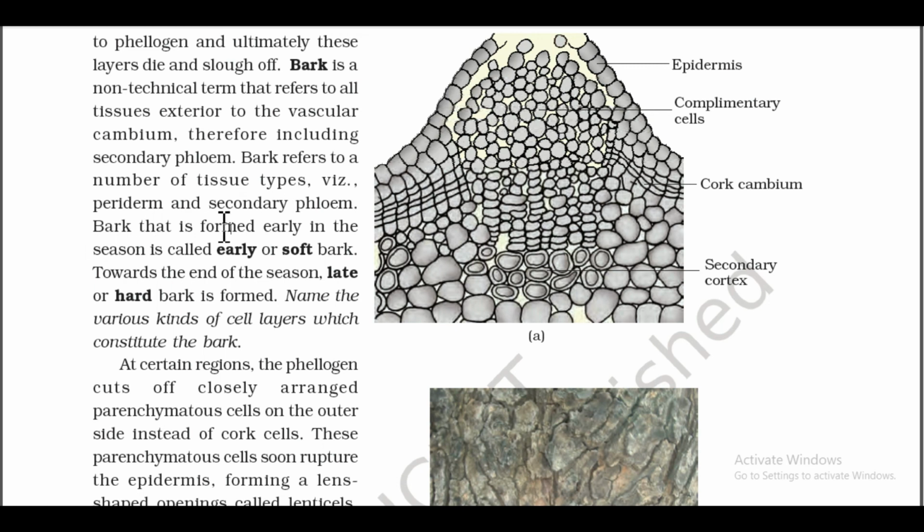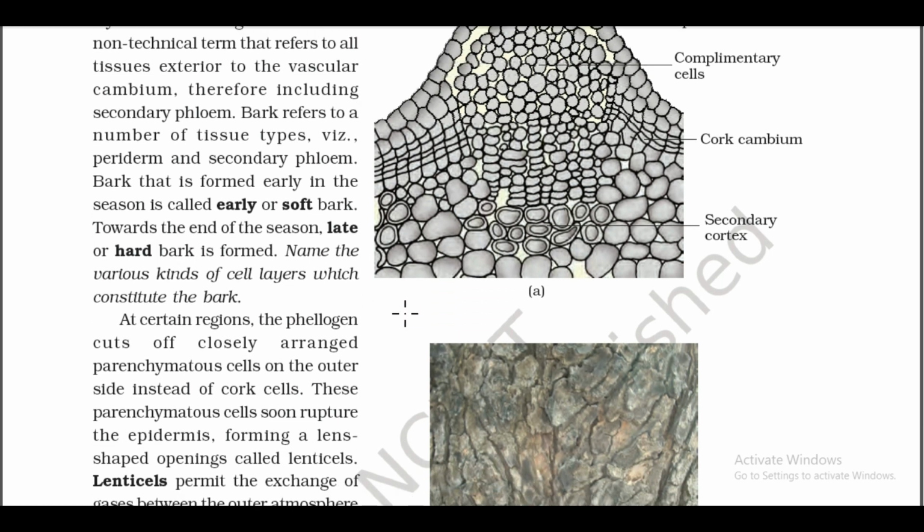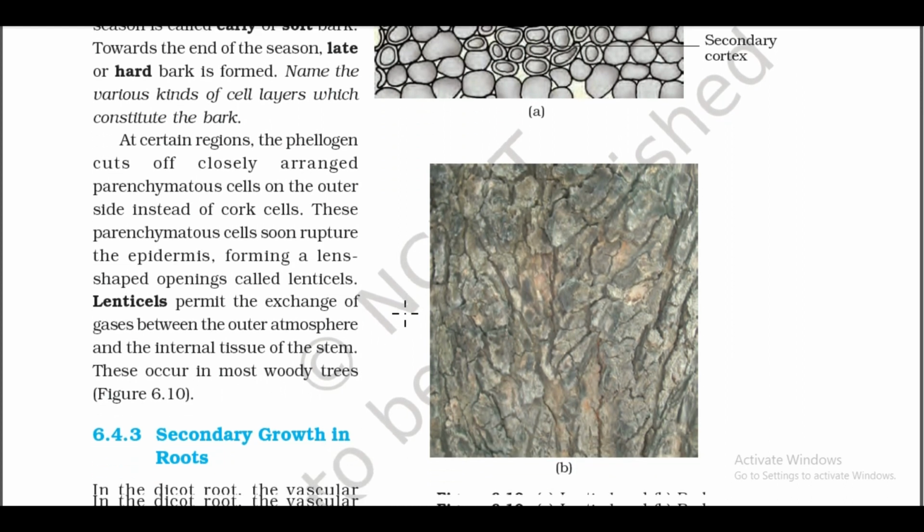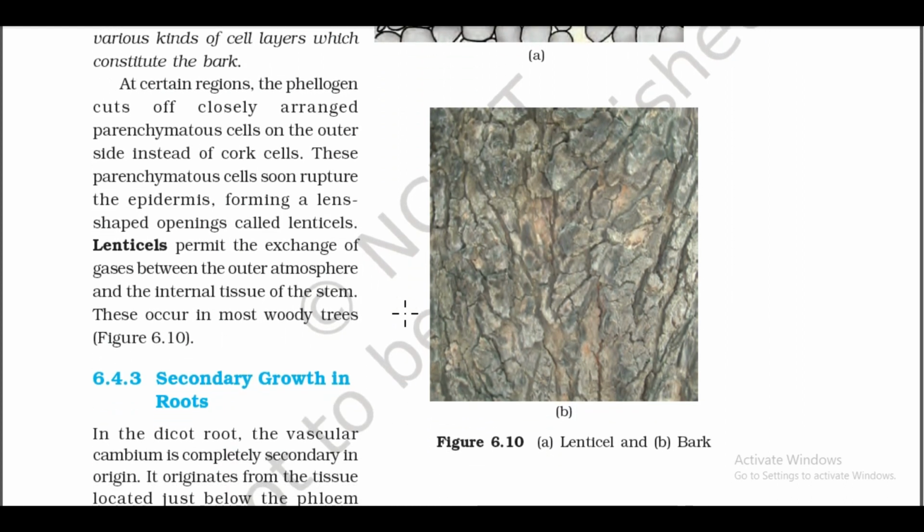Bark that is formed early in the season is called early or soft bark. Towards the end of the season, late or hard bark is formed. Name the various kinds of cell layers which constitute the bark. At certain regions, the phellogen cuts off closely arranged parenchymal cells on the outer side instead of cork cells. These parenchymal cells soon rupture the epidermis, forming lens-shaped openings called lenticels.